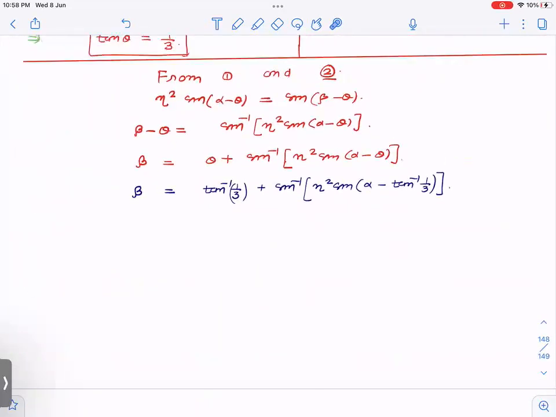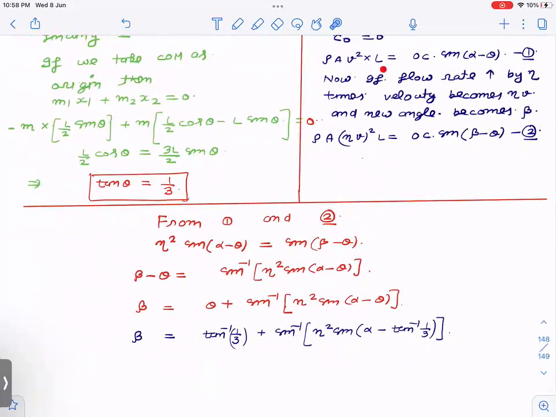So from 1 and 2, rho a v square L cancels and eta square is left. From these two, I have written this. After that, beta minus theta is sine inverse of eta square sine alpha minus theta. Remember, theta is this. So beta is equal to theta plus this, and then theta I have substituted from here. So that is the answer. This is what is given in the book, right?